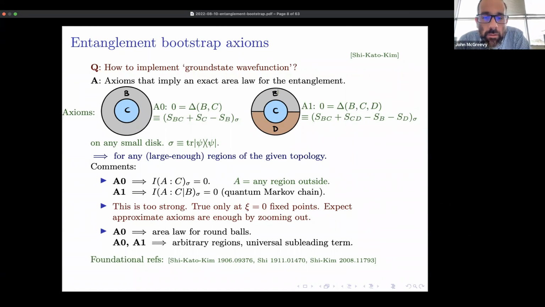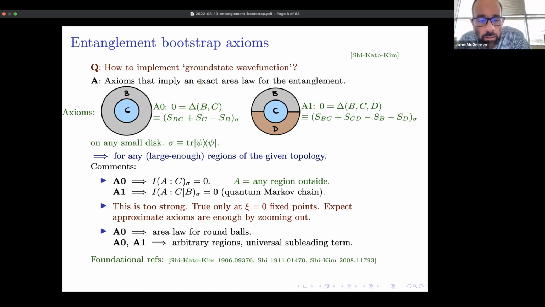And then A1, similarly, you can think of B as a buffer here. Again, if I draw any region A outside of this disk, it implies that the conditional mutual information, the mutual information between A and C conditioned on B, vanishes exactly. So that is, the state is a quantum Markov chain, which implies various very strong properties.